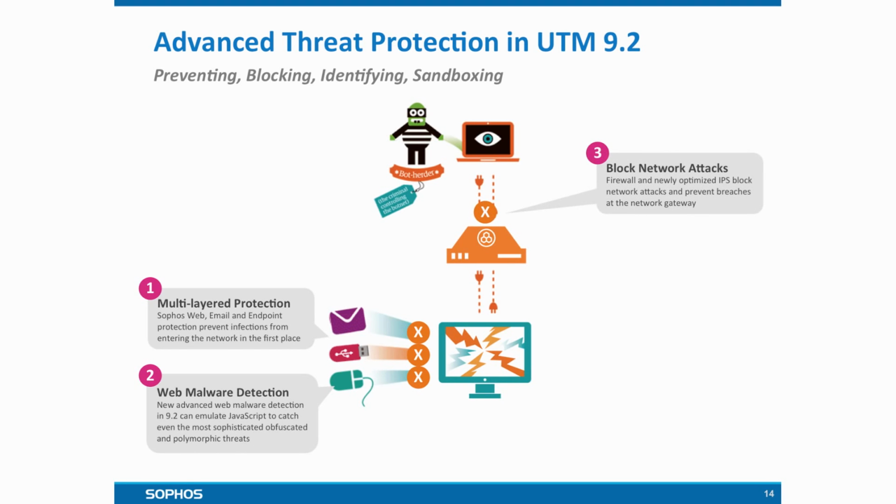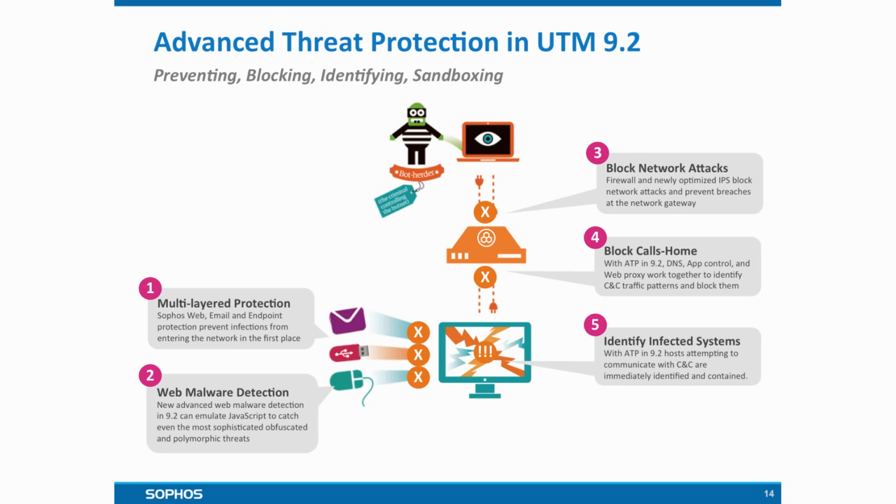In 9.2, we also ensure we can block network attacks and breaches from outside by performance optimizing our intrusion prevention system. Also new is our multi-layer protection, with DNS, app control, web, and IPS all working better together to identify command and control traffic and block it from leaving the network. And then, of course, we're able to identify infected systems on the network so they can be contained and cleaned up before they become more of a problem.